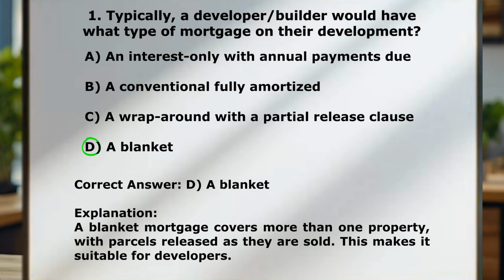The explanation for this one is a blanket mortgage covers more than one property. And so with builders and developers, they buy a bunch of different parcels of land and they build on each one. But a blanket mortgage allows them to release parcels as they're sold. And so this type of mortgage is the best option for builders and developers. It's important with financing questions, you understand the different types of loans and financing options.